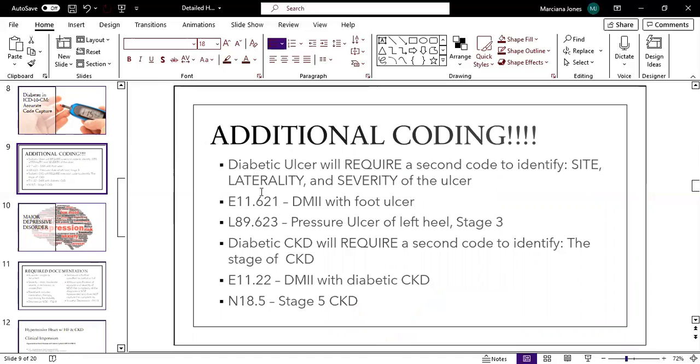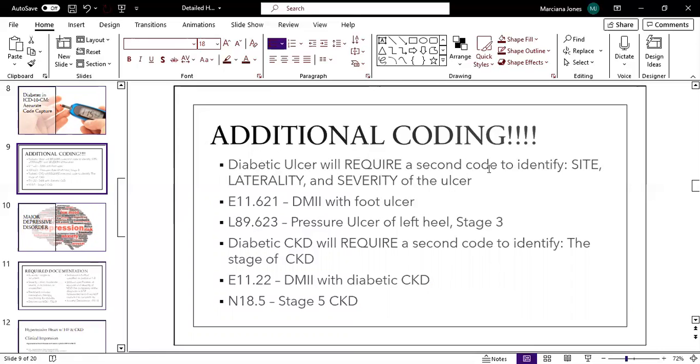Okay, so listen, diabetic ulcer. If the patient has a diabetic ulcer, this will require a second code to identify the site, the laterality, and the severity of the ulcer. So let me show you. Let's say in the patient chart it says the patient has diabetes type 2 with the foot ulcer. So I already know I'm going to code E11.621 because that's diabetes type 2 with the foot ulcer.